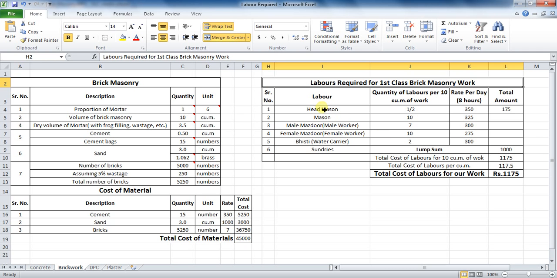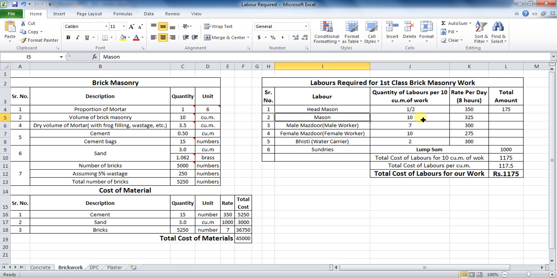First, prepare a table like this: serial number, labor, quantity of labors per 10 cubic meter of work, rate of labors per day, which is for 8 hours, and at last, total amount. The head mason required for brickwork is only for half day. Therefore, the value is 1 by 2, whose rate is 350 rupees per day.